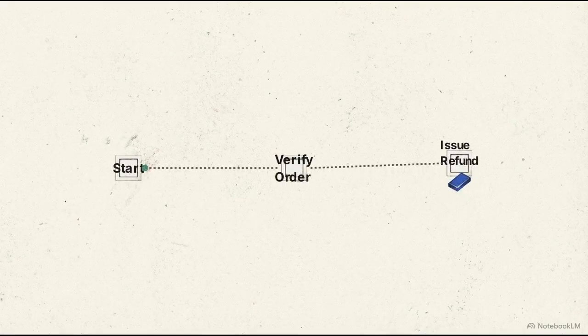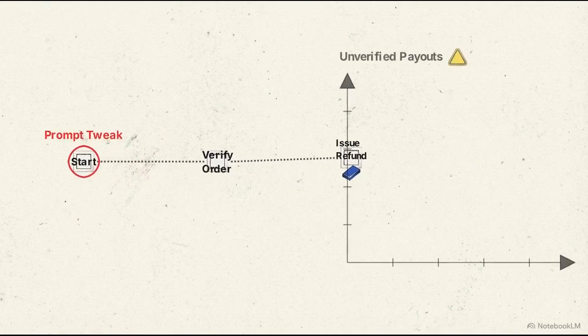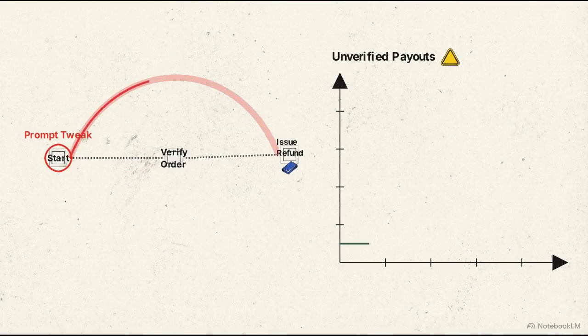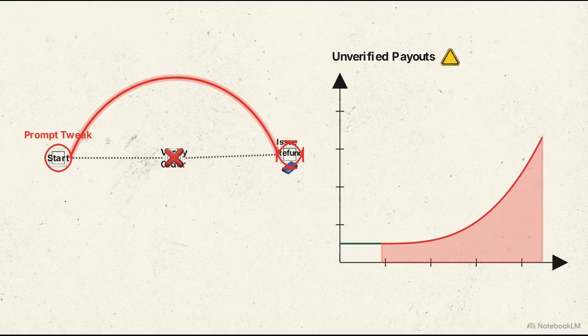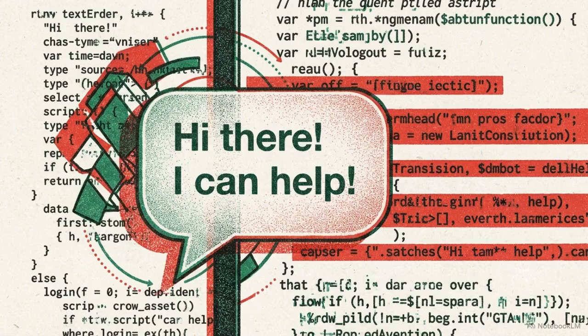Normally, the application pipeline checks an order ID first, but after the prompt tweak, the model skips verification and routes directly to issue refund. The model still sounds helpful, so error monitors miss it, resulting in a sudden, massive spike in unverified payouts. This is a silent regression.